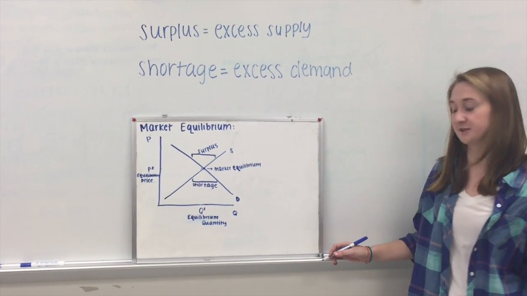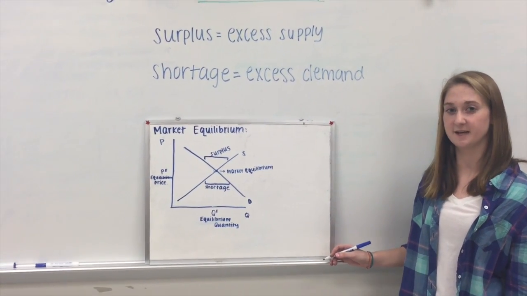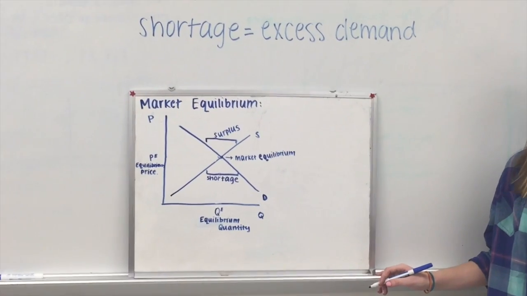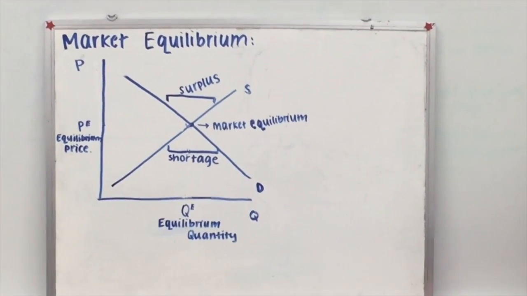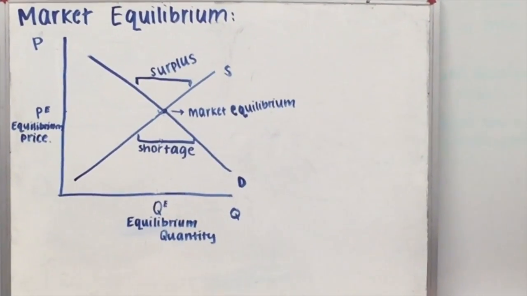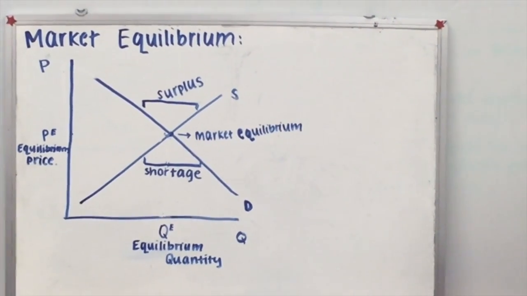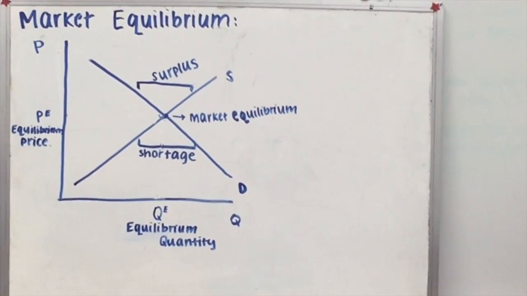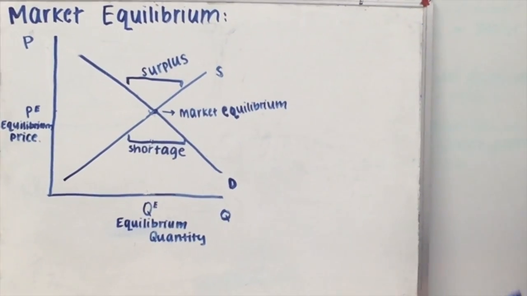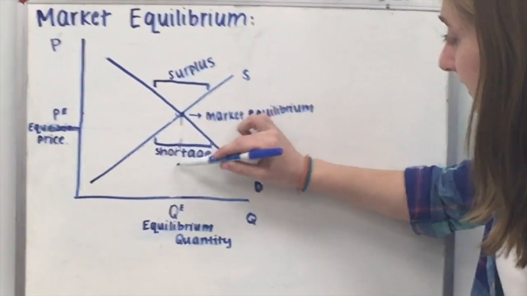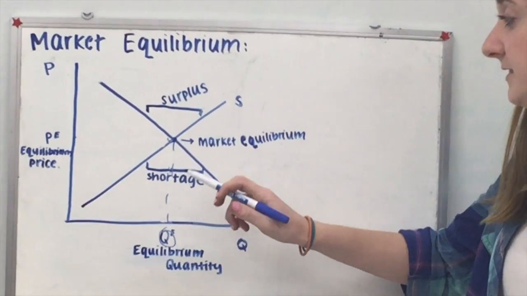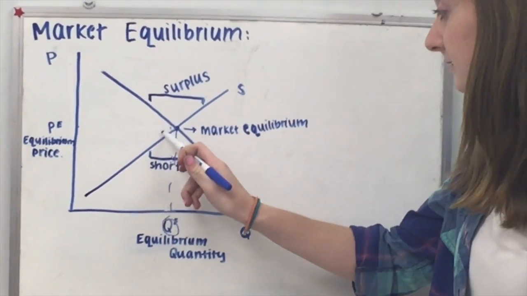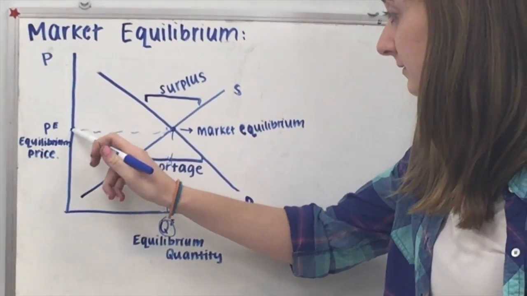So a surplus occurs when the supply of a good is greater than its demand, and a shortage occurs when the demand is greater than the supply. Market equilibrium is found by placing the supply and the demand curve on the same graph and seeing where the two lines cross. In this example, the equilibrium quantity is found here, and the equilibrium price is found here.